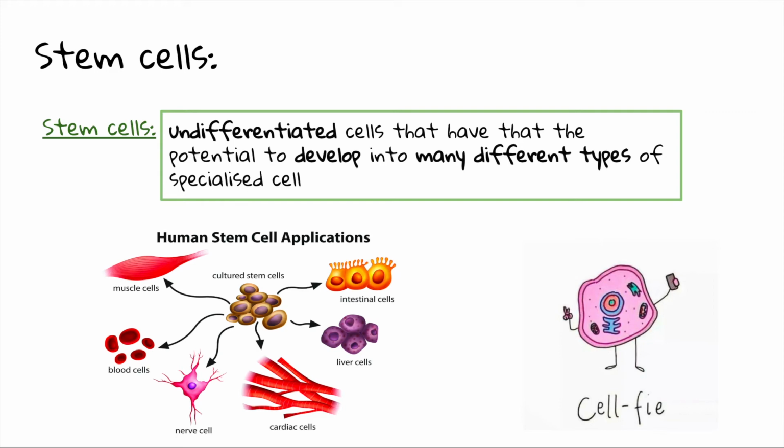And these two characteristics are very useful in biological research and in medicine. And in the next video, we'll be talking about embryonic stem cells, adult stem cells, which can be used to treat diseases such as leukemia, etc.